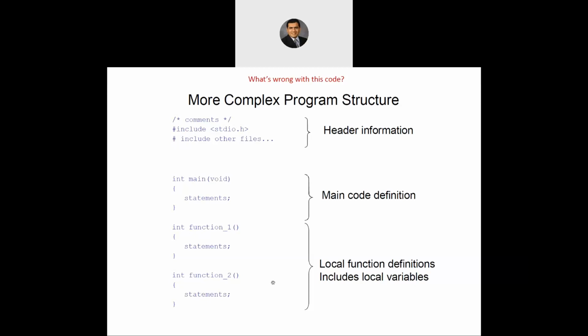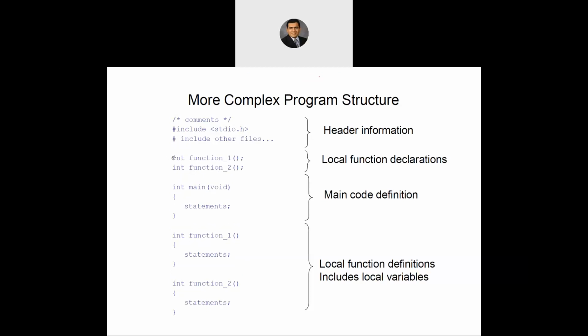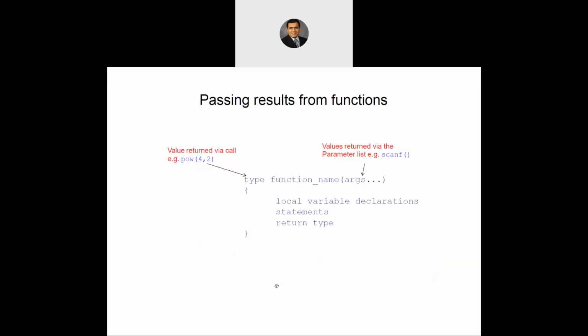So how do we fix this problem? Very simple. We prototype or declare the function. Then the compiler knows that in this program, it is going to use two functions, function 1 and function 2. Moving on.